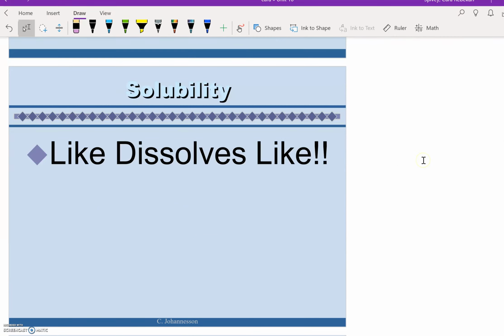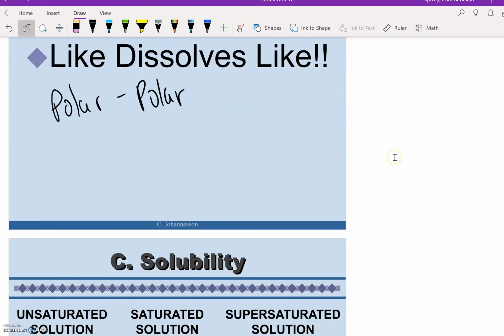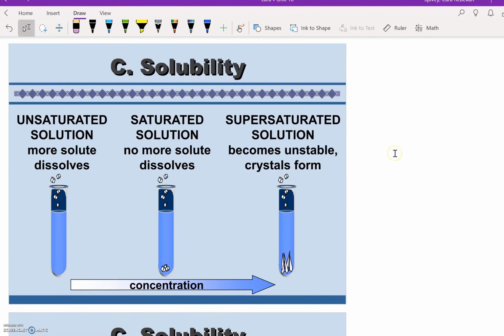Here's just another reminder that like dissolves like. So polar is going to dissolve polar. So if we need something to dissolve something that's polar, it's got to be polar. Moving right along to three other vocab words, we have these words: saturated, unsaturated, and supersaturated. Each one of these words has their own meaning.